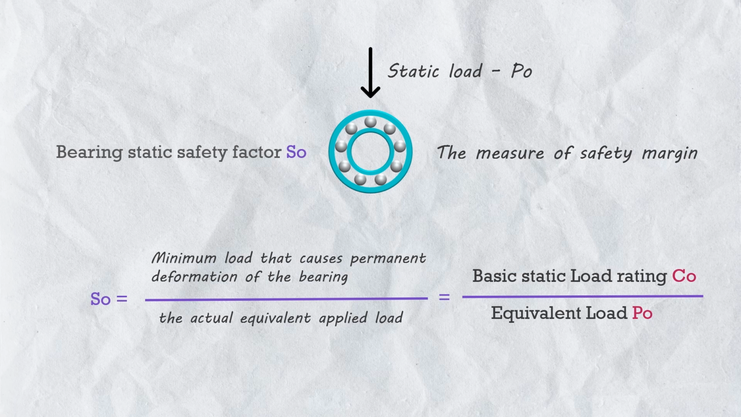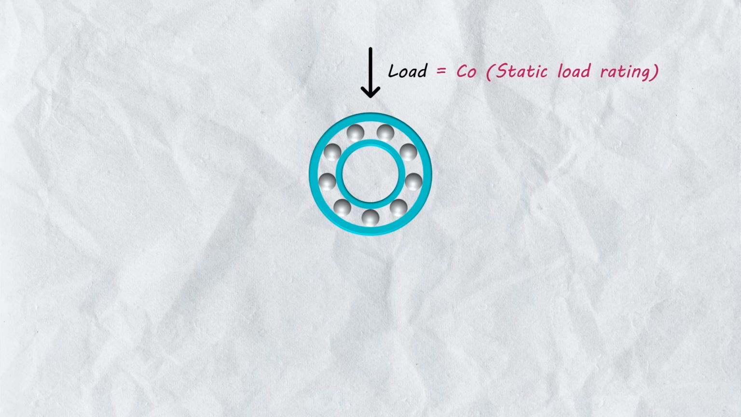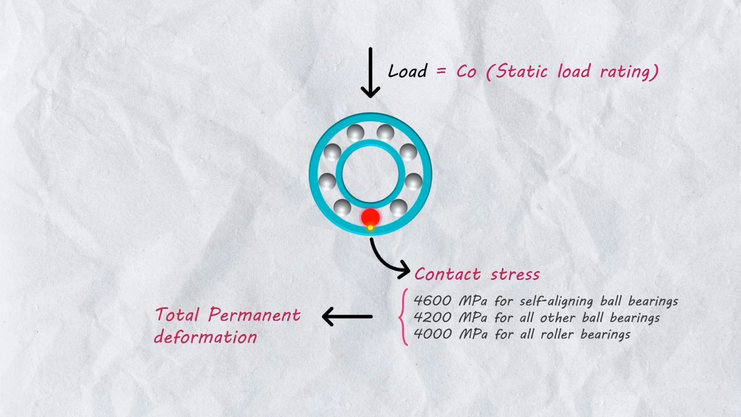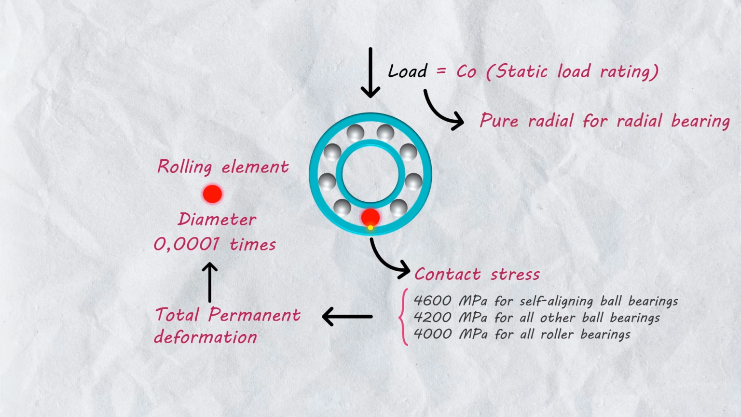To be exact, the bearing static load rating C0 is defined in ISO 76 as the load that results in a certain value of contact stress at the center of contact of the most heavily loaded rolling element or raceway. The contact stress values are 4600 megapascal for self-aligning ball bearings, 4200 megapascal for all other ball bearings, and 4000 megapascal for all roller bearings. These stress values produce a total permanent deformation of the rolling element and the raceway that is approximately 0.0001 of the rolling element diameter. And the loads are pure radial for radial bearings and axial, centrally acting, on thrust bearings.